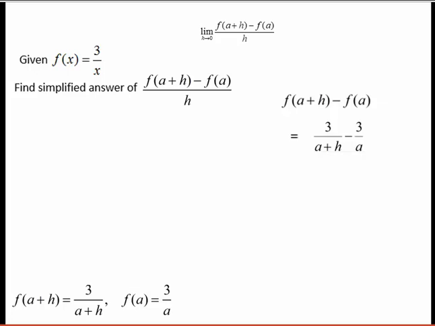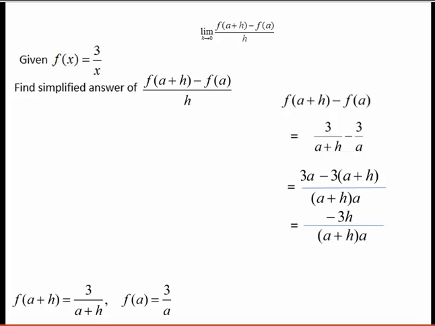Now we need to simplify this rational form. So we apply one known method, like multiply these two together in the denominator, multiply this here and this here, keep your negative sign like this, and then 3 times a is here, 3 times a plus h will be on the right side, and we preserve the negative sign. Further simplification will give me negative 3h over a plus h times a.